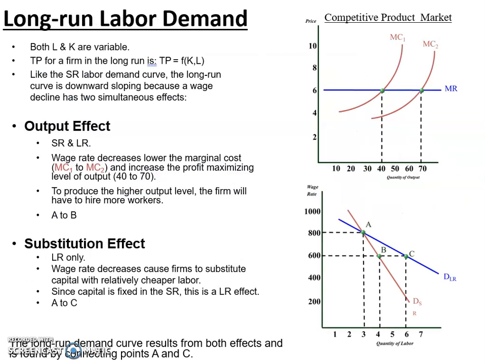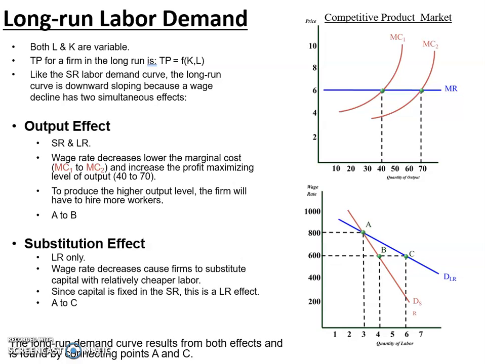Now let's continue on and talk about long-run labor demand. The models we built so far have helped us understand a short-run scenario. That is, a situation where the firm has at least one fixed input. Typically, that's capital, and then adjust their labor to maximize their overall profitability.